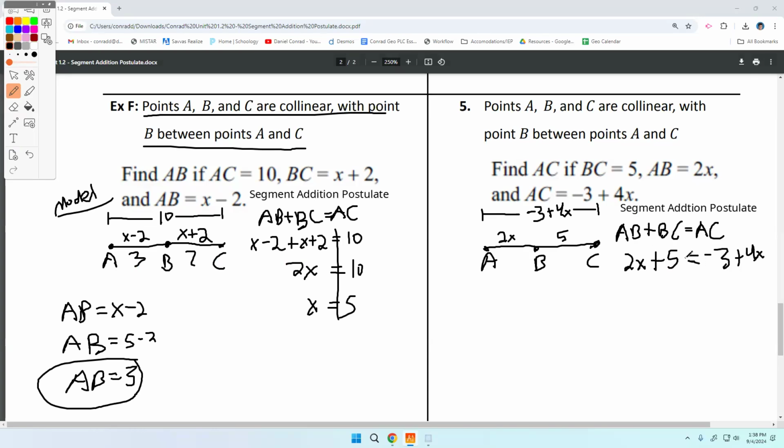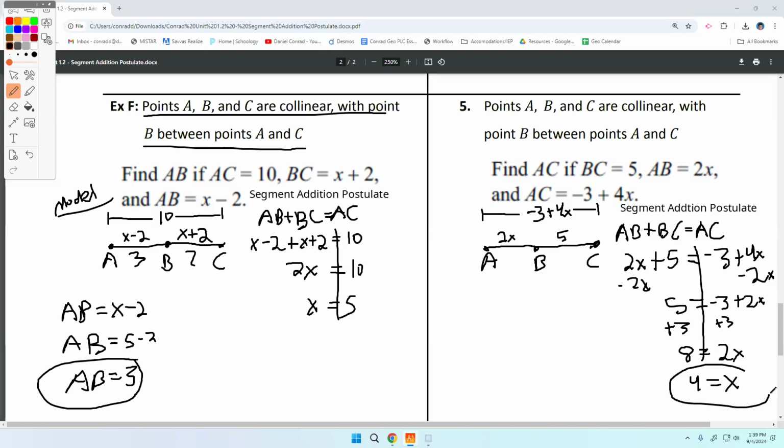Okay, I can't combine anything on each side of the equal sign, so I'm going to start by getting all my x's on one side. I'm going to subtract 2x on both sides. That gives me 5 equals -3 plus 2x. I'm going to add 3 to both sides, which gives me 8 equals 2x. Okay, divide by 2 on both sides. I end up with 4 equals x.